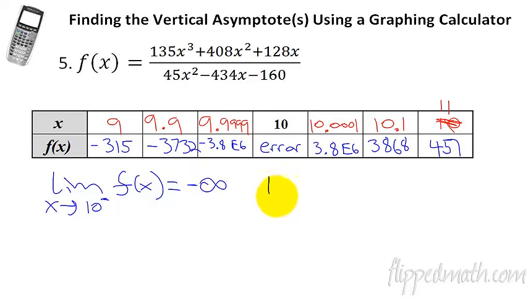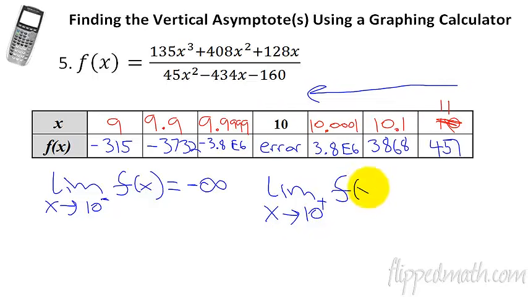All right, now the other side. The limit as x is approaching 10 from the positive side this time, because we're now approaching that way. We're approaching 10. And don't forget the f of x. So that's the limit as x approaches 10 from the right side of f of x equals 451, 3868. We're going up. See, these numbers are going up, getting bigger and bigger and bigger. So we say infinity. Hey, we're done.